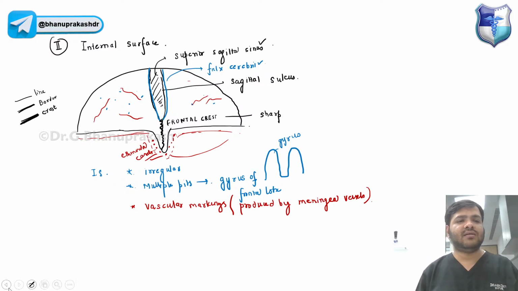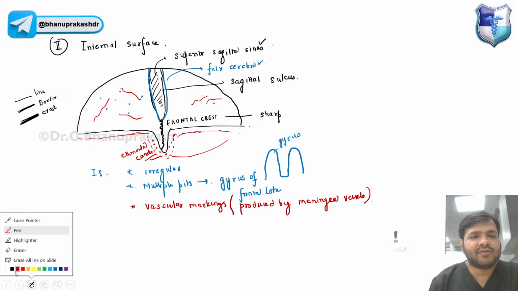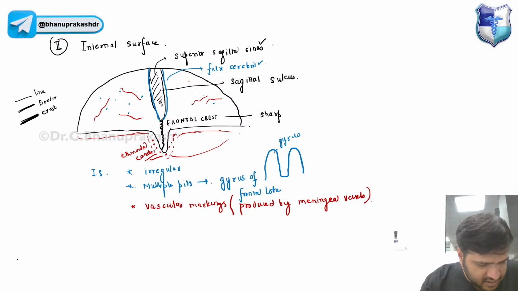So I hope the internal surface is clear to everyone. Just give me a thumbs up in the chat box if the internal surface is clear to everyone. चलो फटाफट से थम्स अप दे दो अगर इंटरनल सरफेस क्लियर हो गया तो. Okay, I'm waiting for your thumbs up so that I can move on. चलो शकील, very good beta.